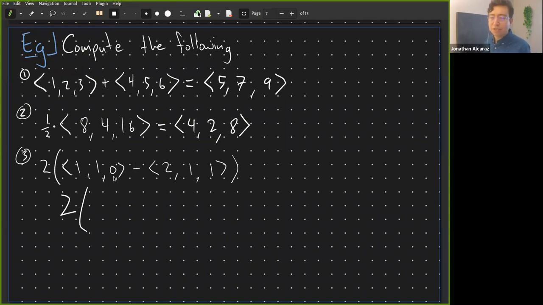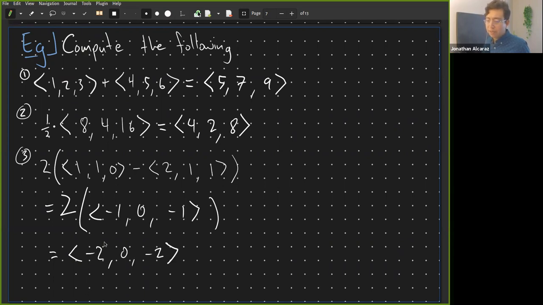With subtraction, that works just like addition, where I subtract coordinate wise. So I do this coordinate minus this coordinate. That gives me -1, 0, and -1. I did 1 minus 2, that gives me -1. 1 minus 1, that gives me 0. 0 minus 1, that gives me this -1. Now I can go ahead and multiply by this scalar, and that gives me -2, and then 2 times 0 is still 0, and then -2. So I multiplied 2 by all of these, and I get -2, 0, -2. And that there is our final answer.